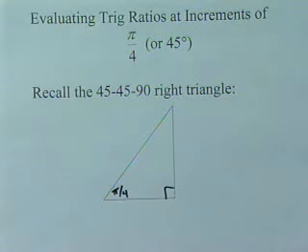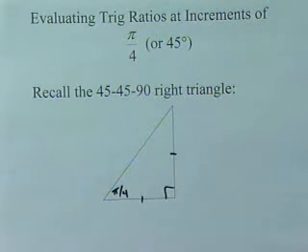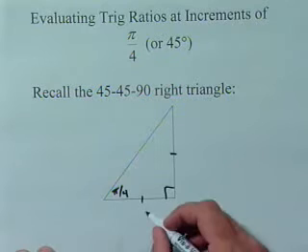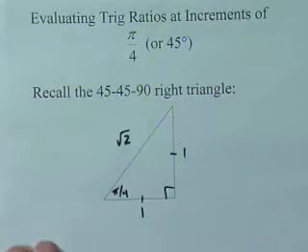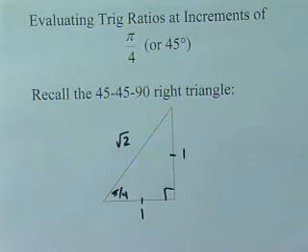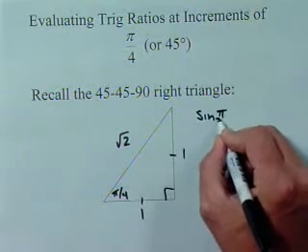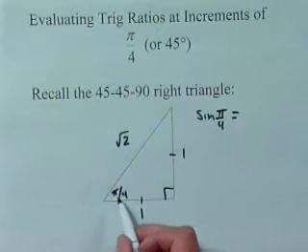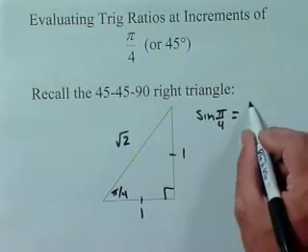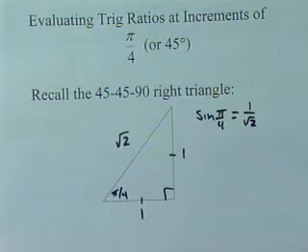Remember, pi fourths is 45 degrees. That means this is an isosceles right triangle. Remember, the special relationship is 1, 1, square root 2. So if we had to evaluate, say, the sine of pi fourths, we could just use our triangle right here. The sine of pi fourths is opposite over hypotenuse, which is 1 over square root 2.